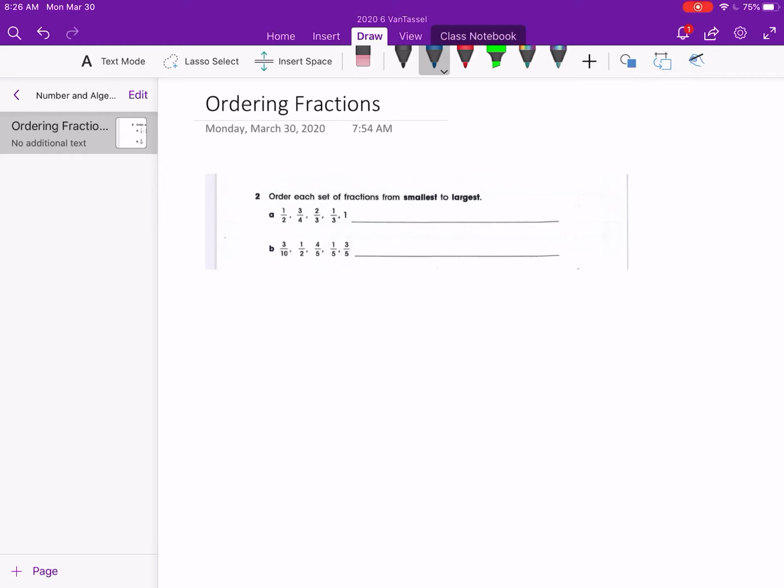So quite a few of you guys found this challenging. It's really just putting fractions on a number line. So let's look at A.